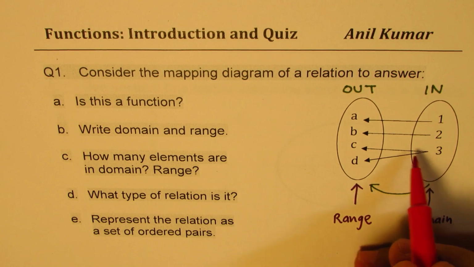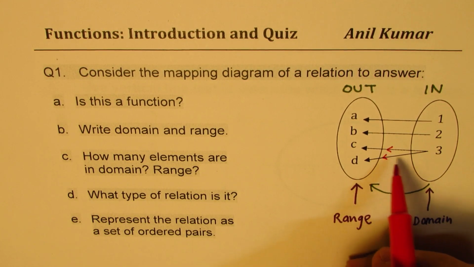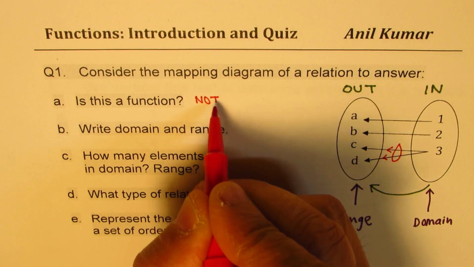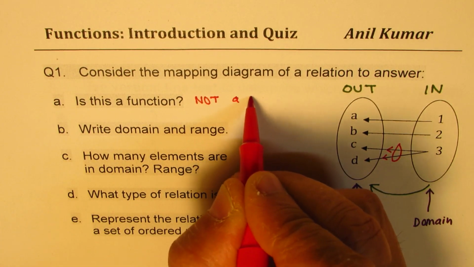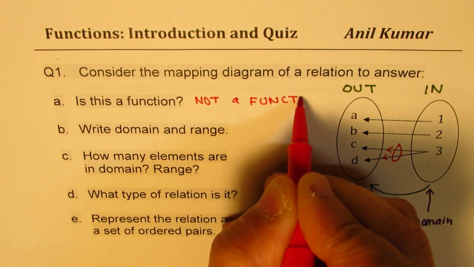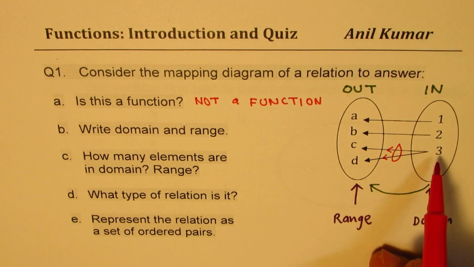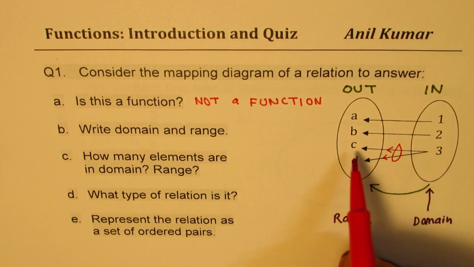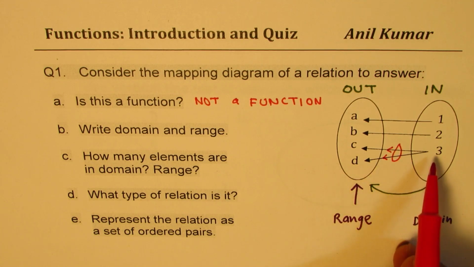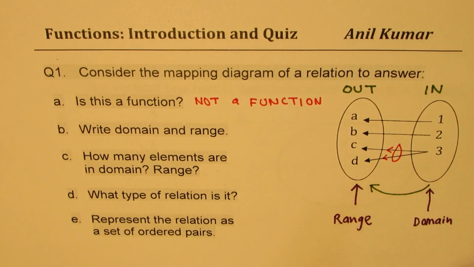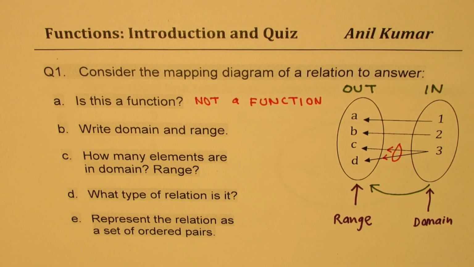You clearly see that 3 is linked with 2, right? So that means it is not a function. Clear? 3, an element in the domain, is associated with C as well as D. We are not sure what we are talking about. Is it 3 to C or 3 to D? So this relation is not a function. Is that clear to you? Perfect. Now, let's write down other answers.